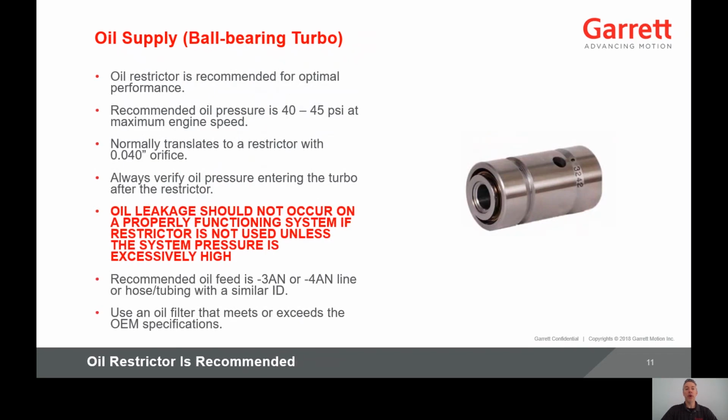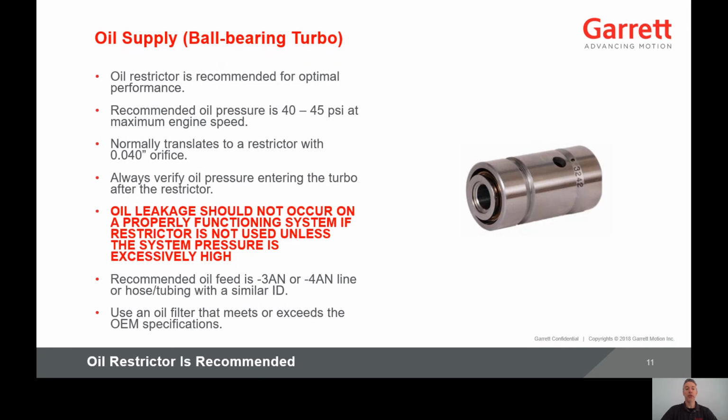The oil supply for a ball bearing turbo is slightly different than a journal bearing. An oil restrictor is recommended for optimal performance. The recommended oil pressure at maximum engine speed should be between 40 and 45 psi. This normally equates to a restrictor with an orifice of 40 thousandths of an inch. However, you should always verify oil pressure entering the turbo after the restrictor.